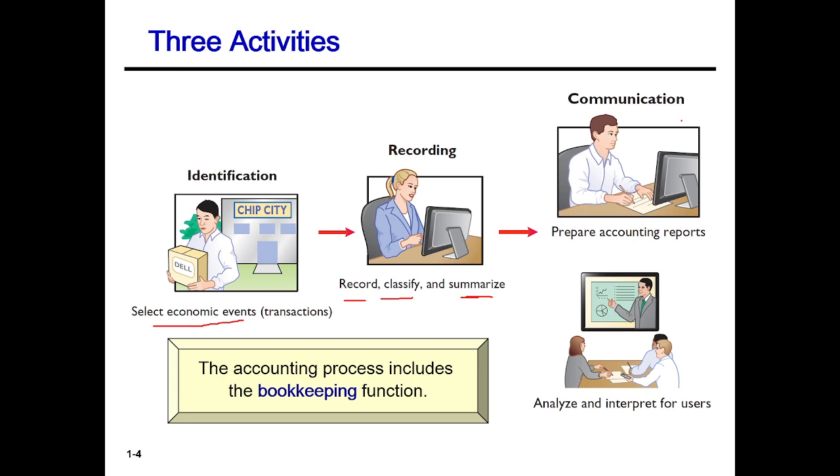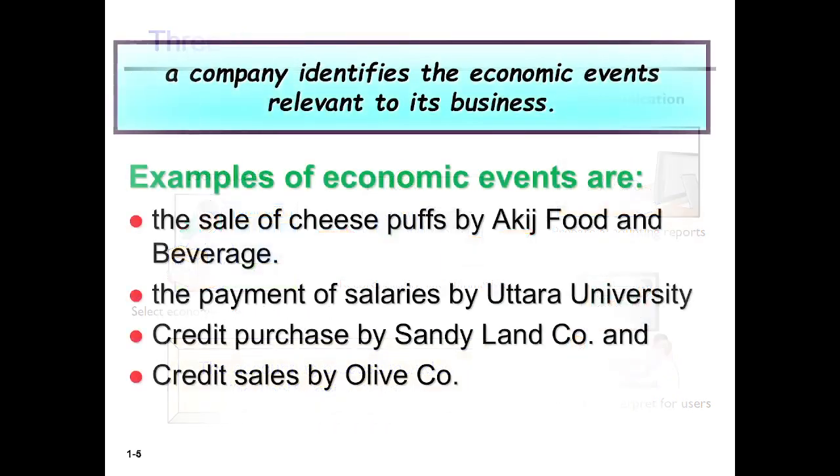Next, on communication, here we prepare the financial statements or financial reports, and the reports must be analyzed and interpreted for the users. So these 2 parts, identification and recording, we call the accounting process, which includes the bookkeeping functions. And communication is the accounting function. Now we discuss economic events.